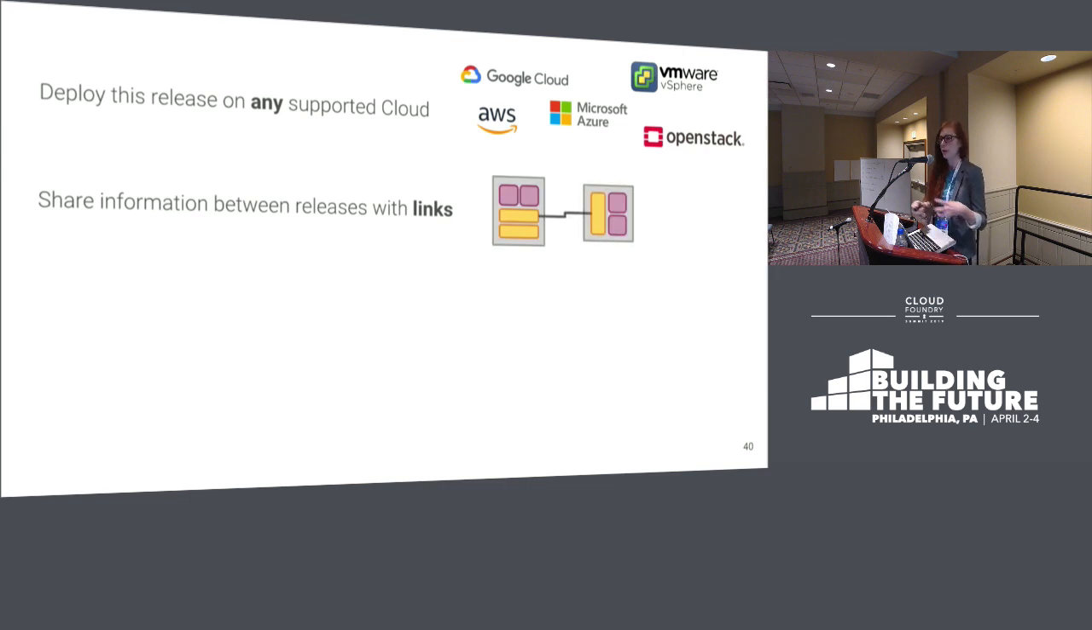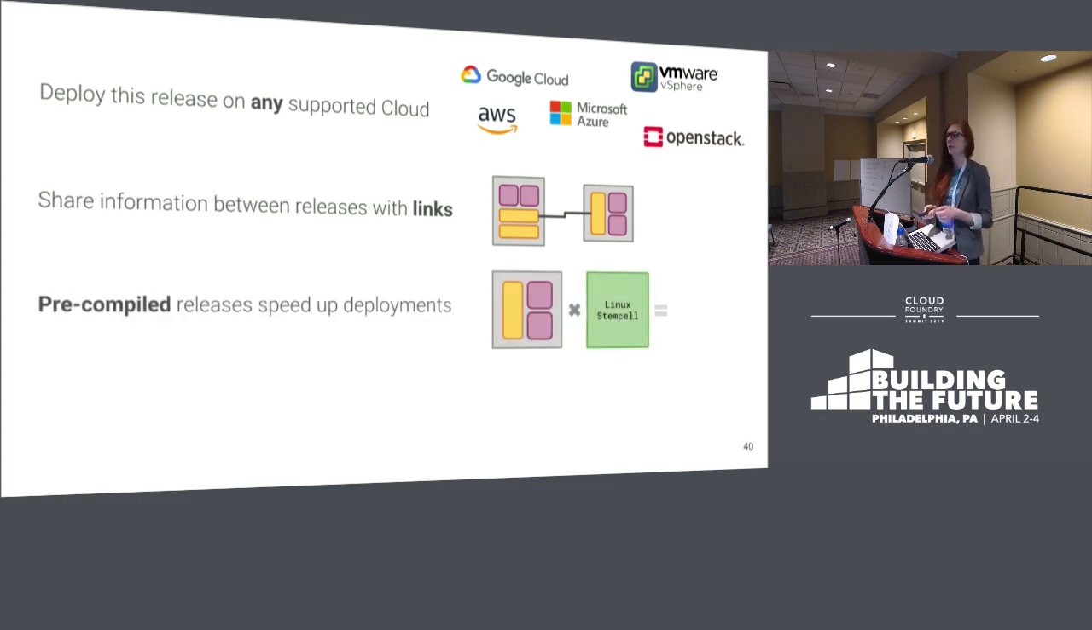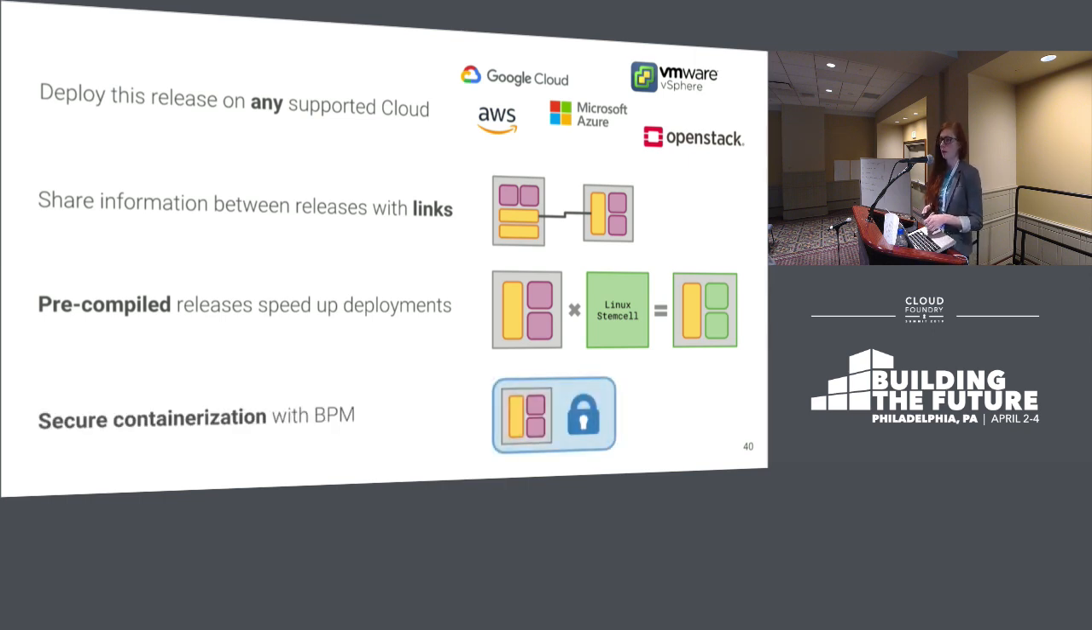You can also share information between jobs of separate releases with something called Bosh Links. So you can share things like credentials between a database server and a web server without actually entering any credentials in your manifest at all. One thing that can speed up deployments, if you know you'll be deploying over the same operating system, is you can pre-compile your release for that operating system so deployments become faster. Another thing you can do is, using the Bosh Process Manager, or BPM, you can containerize your jobs and add some isolation.